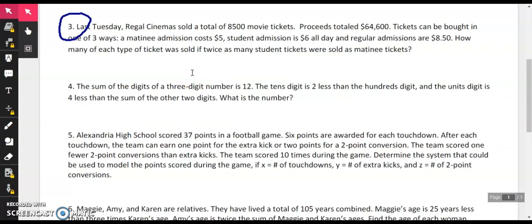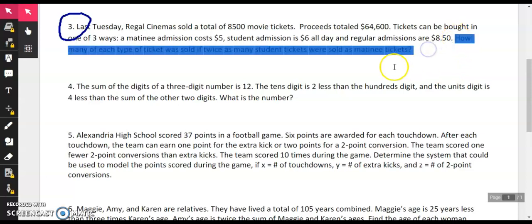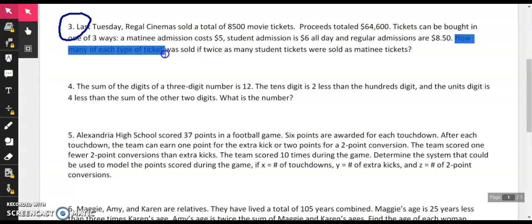All right, let's look at one more of these. So just like last time, I want to find the most important bits of information first. So I'm going to drop down to the end where I actually see the question. So the important bits here is that we are asked how many of each type of ticket was sold. So the first thing I need to do is probably figure out how many different ticket types there are.